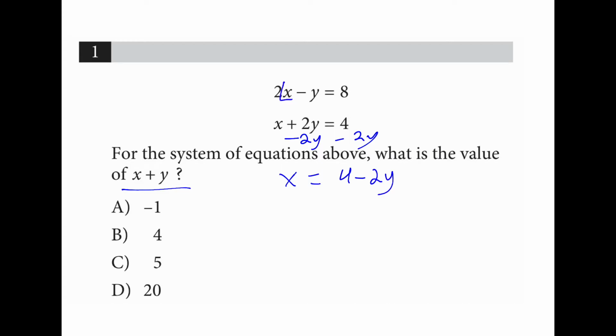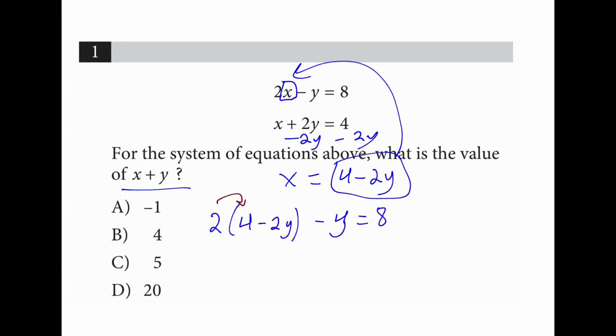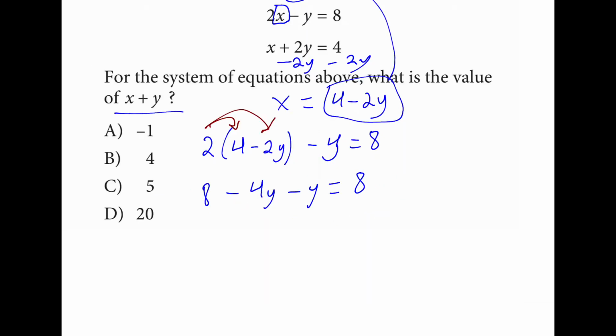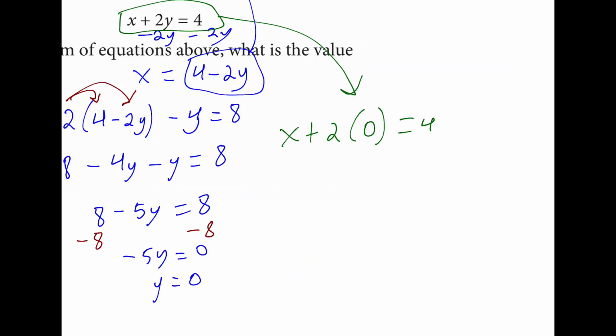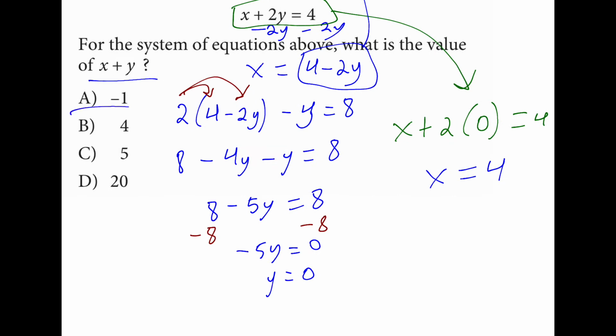Then I can plug that in here. The next step is to distribute the 2, then combine like terms. And it turns out that y is equal to 0. If I pick one of my original equations and plug in 0, it turns out that x is equal to 4. So 4 plus 0 is 4.